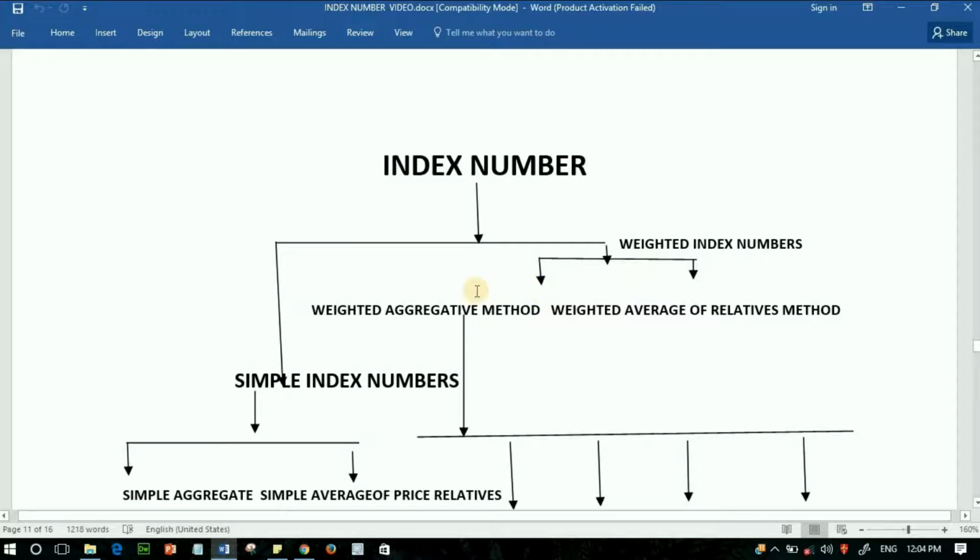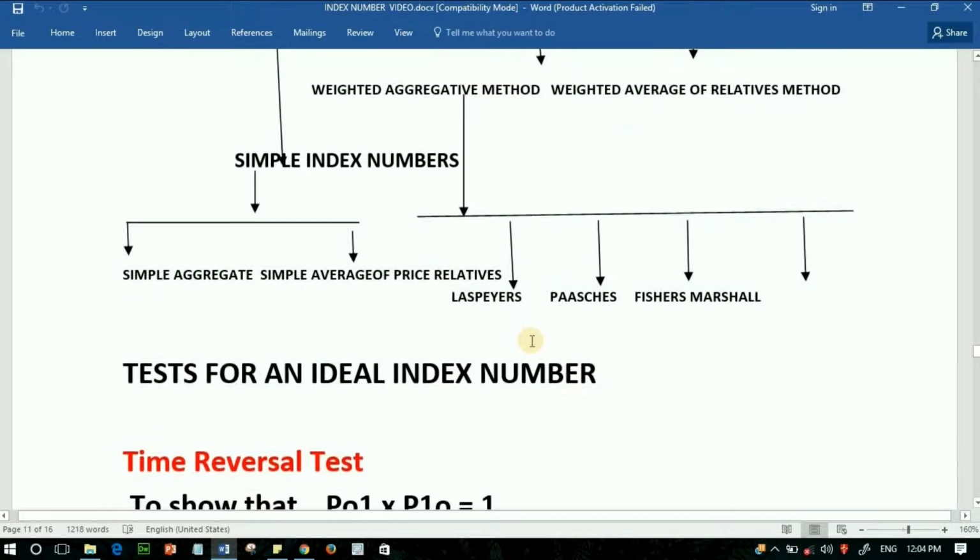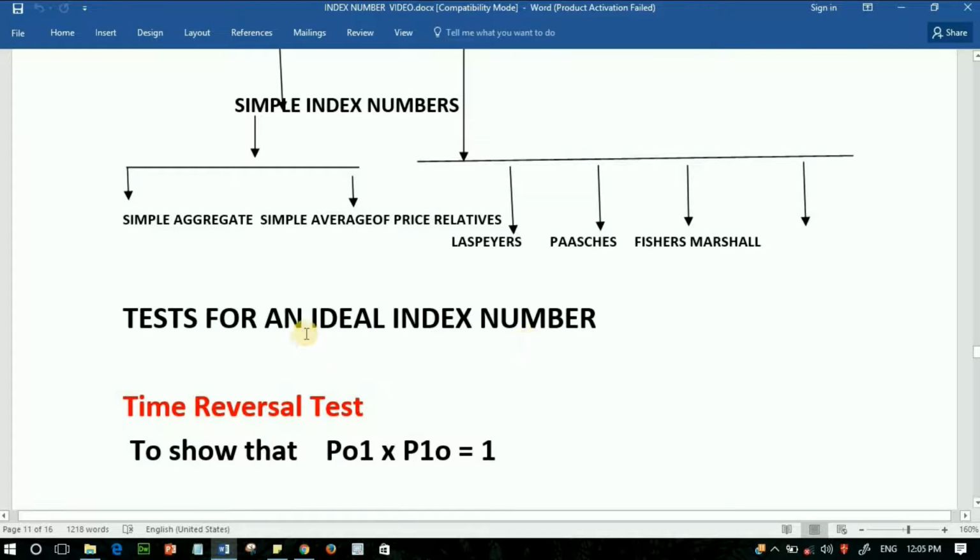For simplicity, index numbers are divided into two: simple index numbers and weighted index numbers. Weighted index numbers are again divided into the weighted aggregative method and the weighted average relative method. The weighted aggregative method is again divided into Laspeyres, Paasche and Fisher's, and Marshall-Edgeworth. And simple index numbers are divided into two: simple aggregative and simple average of price relative methods. Then comes the test for an ideal index number. So we have to check which is the best index number.